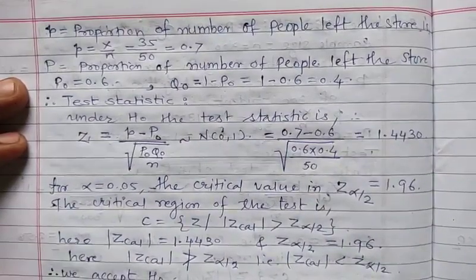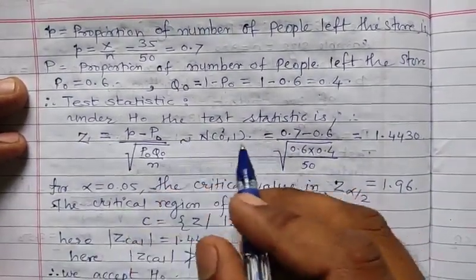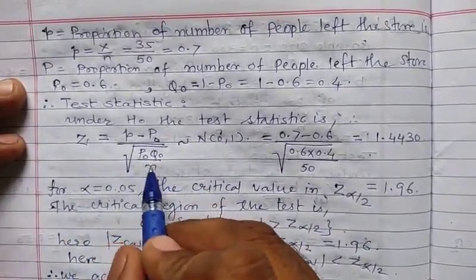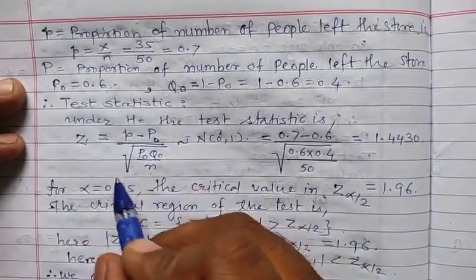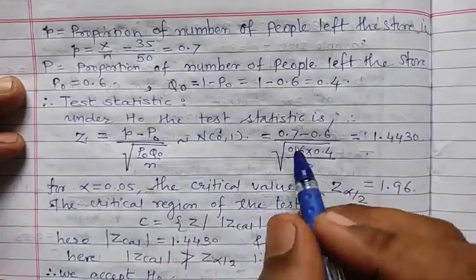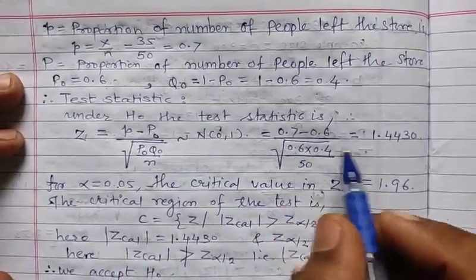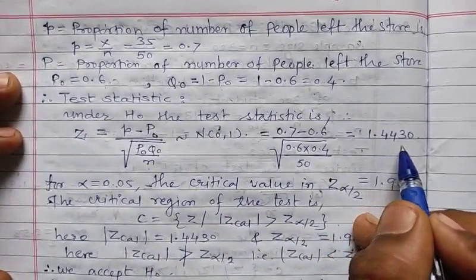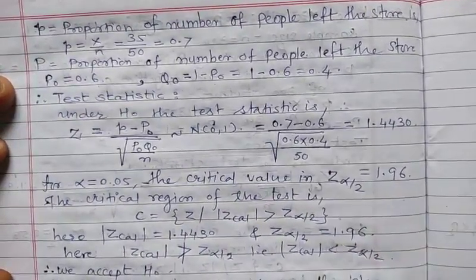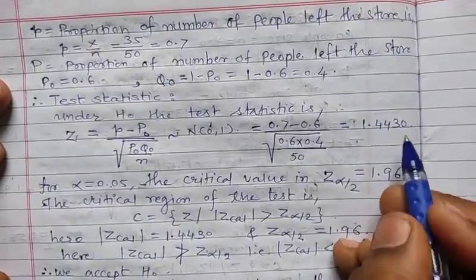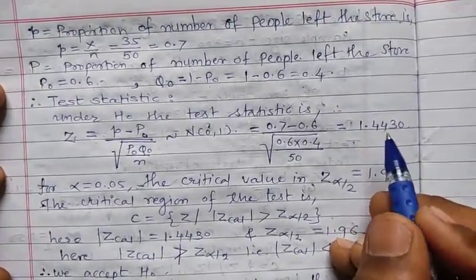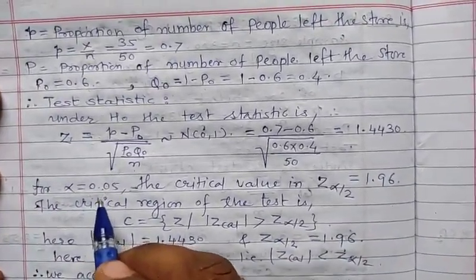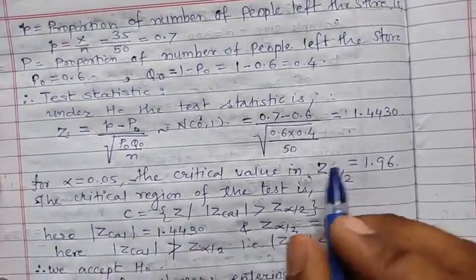Now its test statistic under H naught. So the test statistic is Z is equal to p minus p naught upon square root of p naught q naught upon n. That's the standard normal distribution. So substituting the values and solving it, we get the value 1.4430. Now we check this result for 5% level of significance. Now alpha is 5%, that is 0.05. So the critical value for Z alpha by 2.